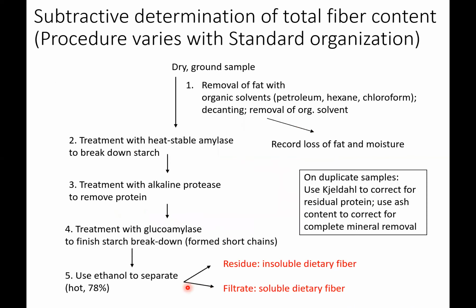Okay, so what can we do? Again, depending on the standard organization, you'll find different procedures, but you can adjust them fairly easily. First, we dry and grind the sample. I would suggest vacuum drying to not do any unnecessary damage. Then you remove the fat. We haven't talked about fats yet, but it's very easy to do with an organic solvent: petroleum ether, hexane, chloroform, whatever. Then you remove the organic solvent, and you measure the loss of fat and moisture. You know how to measure moisture from Johannes' lecture.